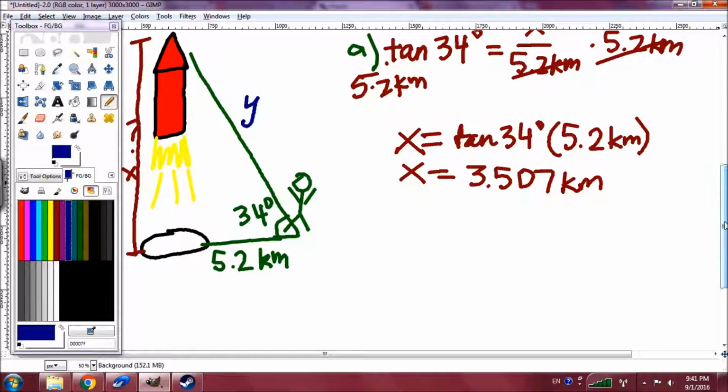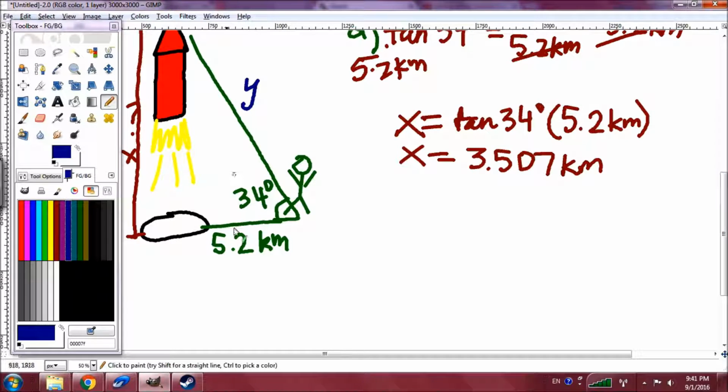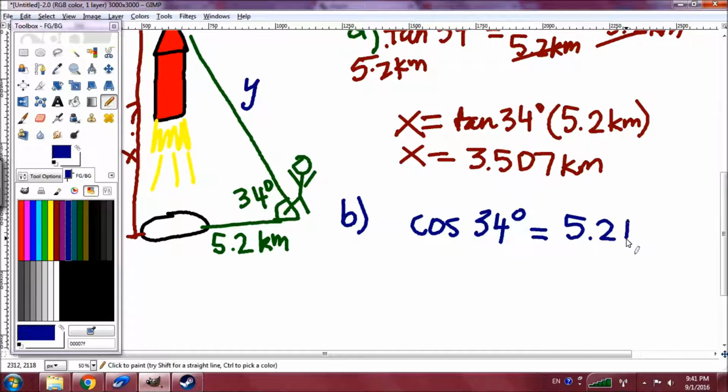There's a few ways you could do this. One way would be the Pythagorean theorem, where you can use x squared plus 5.2 kilometers squared equals y squared, and you would solve that out. I'm going to use cosine of this angle. So cosine 34 degrees equals the adjacent 5.2 kilometers over the hypotenuse, which is y.